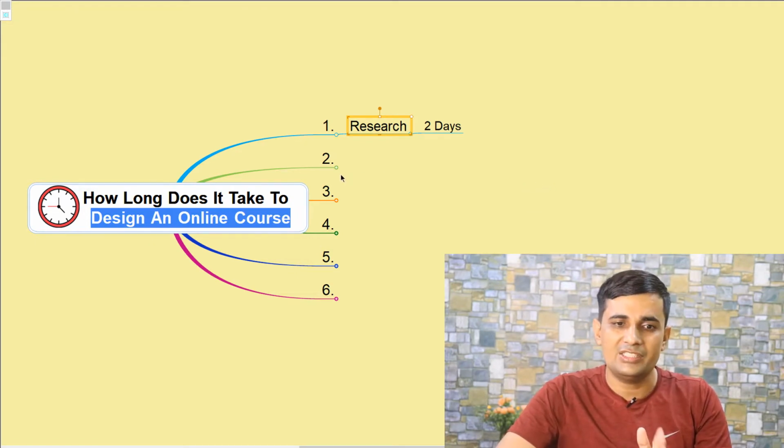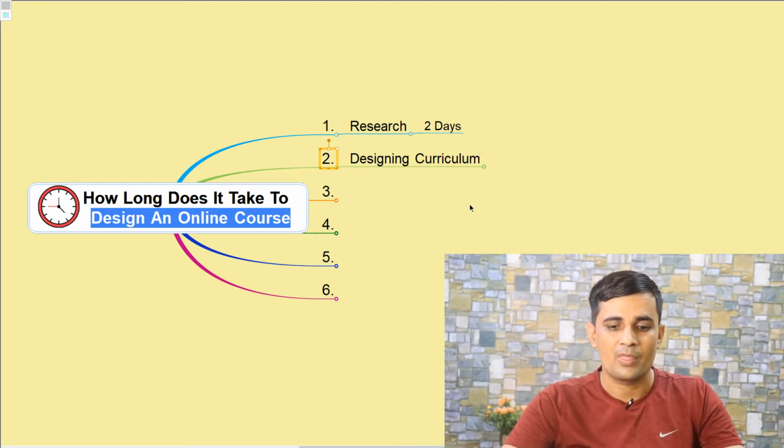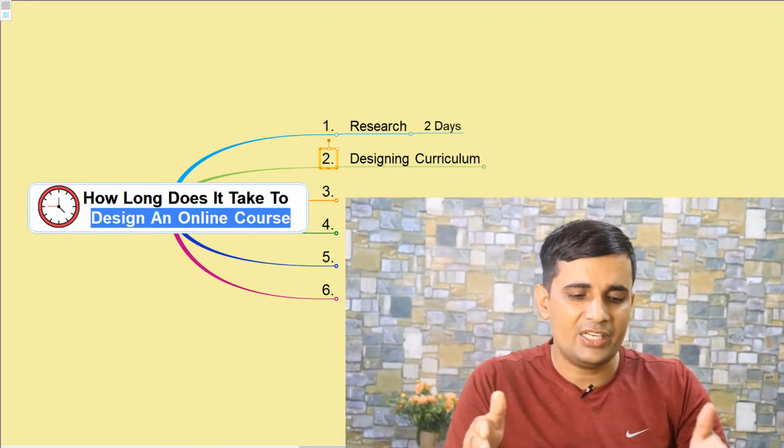And the next component of an online course is designing the curriculum. After researching, you have to design the curriculum: what information is to be included at which place. Decide chapters, which chapter is to be taught first, and which chapter is to be taught later on, and what information is to be included.